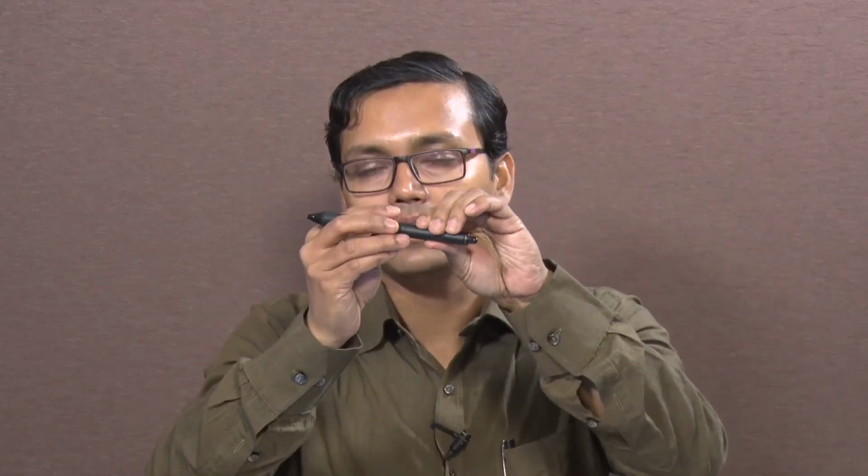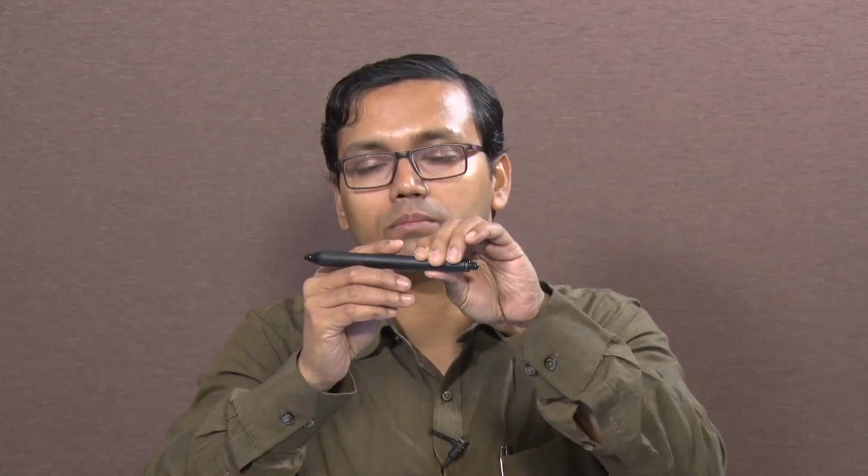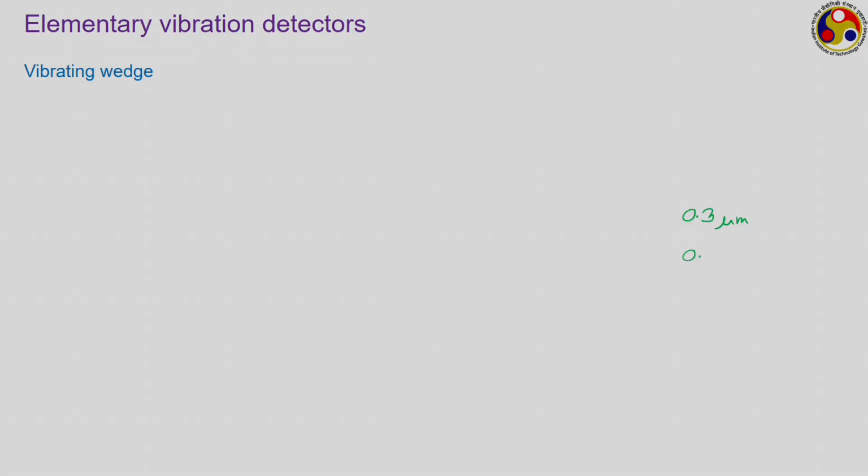Whereas on the other hand, if I grip it tightly, it's a much stronger grip. In that case, the amplitude vibration that we can pick up can be even smaller, something in the range of 0.025 micron, that is at least one order smaller than this. And no instrument that we have at present can sense vibration efficiently with this level of amplitude.